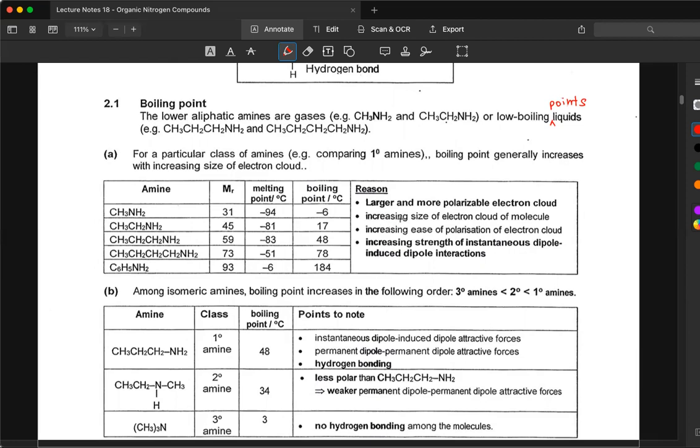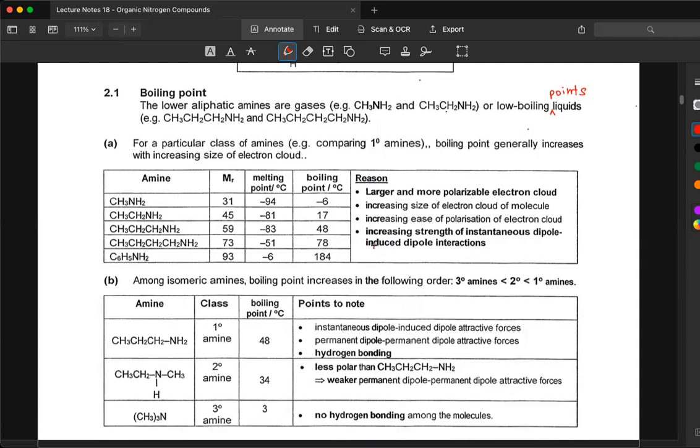We have a larger and more polarizable electron cloud, which increases the size of the electron cloud of the molecule. This increases the ease of polarization of the electron cloud. That increases the strength of ID-ID interactions. Okay, please have all these points when you are required to explain the increasing boiling point down the series.